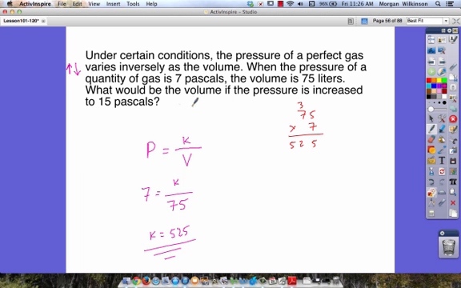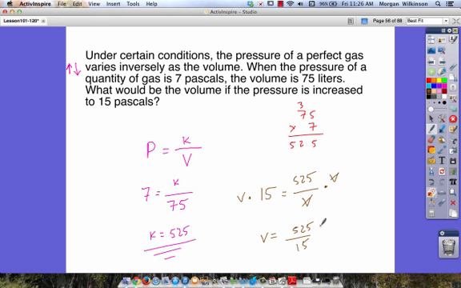What would the volume be if the pressure is increased to 15 pascals? So the pressure goes up to 15 from 7. That's going to equal K, which is 525, over our volume V. Now, if we want to find our answer, we multiply both sides by V. V's cancel, 15 times V. And then we'd have to divide both sides by 15. So V is going to equal 525 divided by 15.